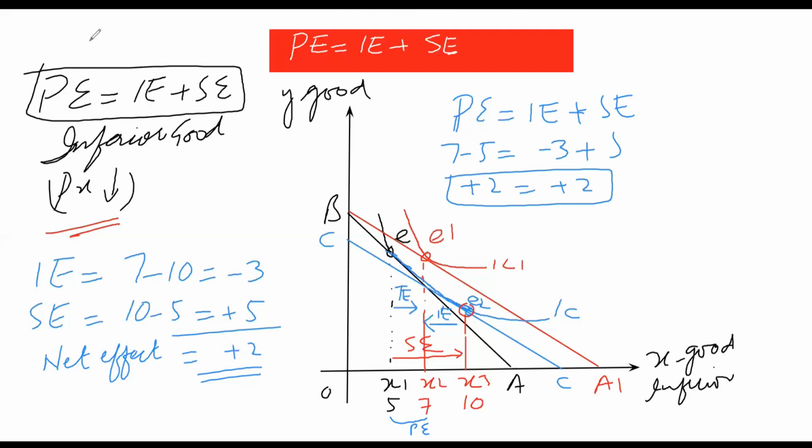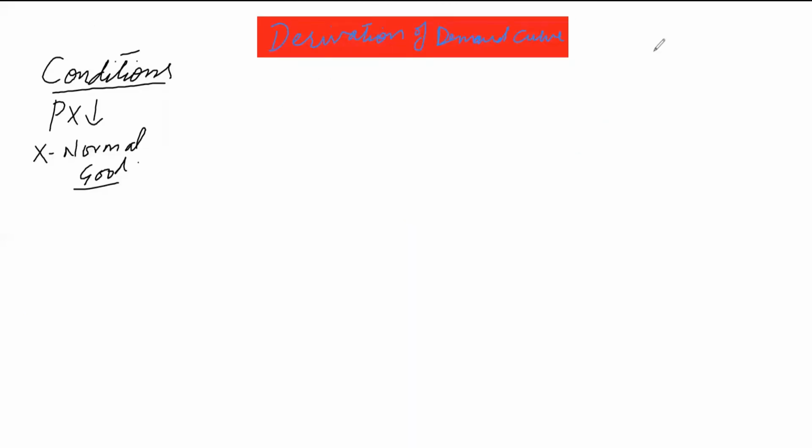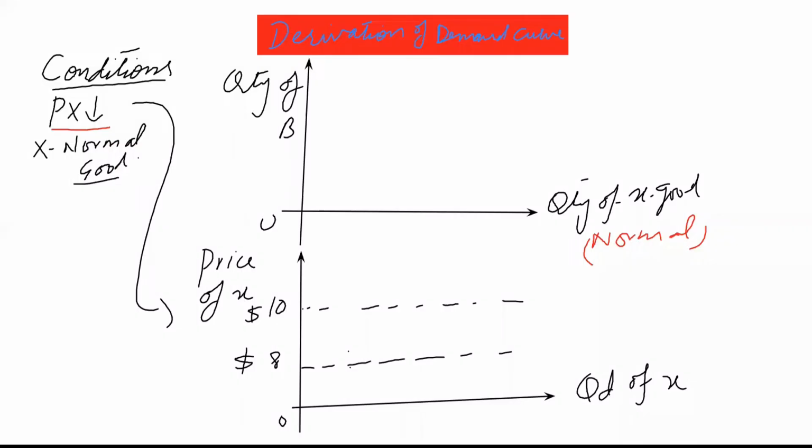Next concept is derivation of demand curve using indifference curve and budget line. And the first condition is there is a fall in price of X, and X is a normal good. So draw two graphs. In the upper graph we show quantity of X good, which is a normal good, on the X axis and quantity of another good, let's say Y good, on the Y axis. And in the lower panel we have price on the Y axis and quantity demanded of X on the X axis, because in AS you have already studied that demand curve shows the relationship between price and quantity demanded. So on X we have quantity demanded and on Y we have price.